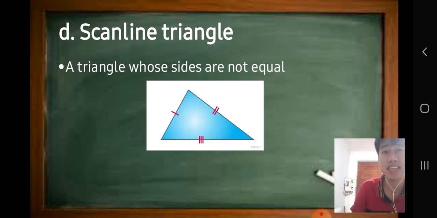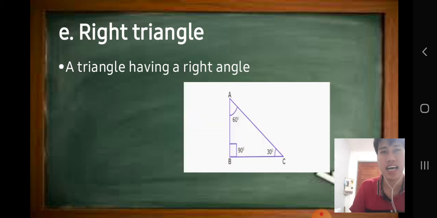And when we say scalene triangle, it is a triangle whose sides are not equal. So none are equal; every side of the triangle is different. So that is a scalene triangle. And then last is right triangle. When we say right triangle, it has a right angle, or 90 degrees. So that is a right triangle.